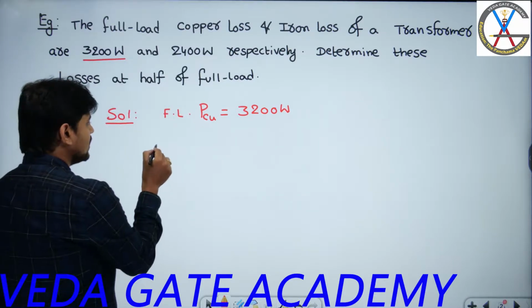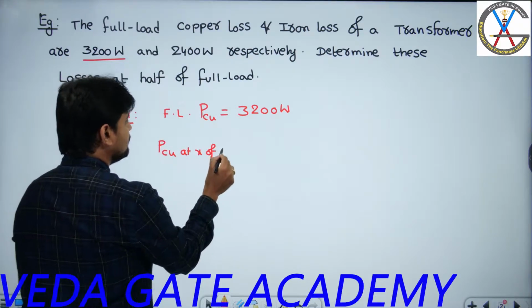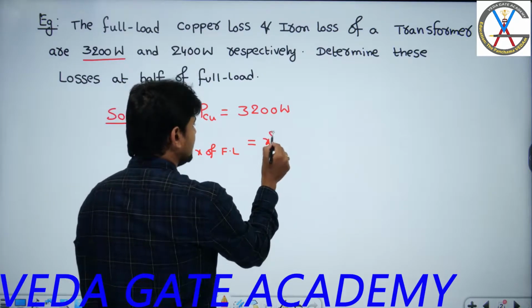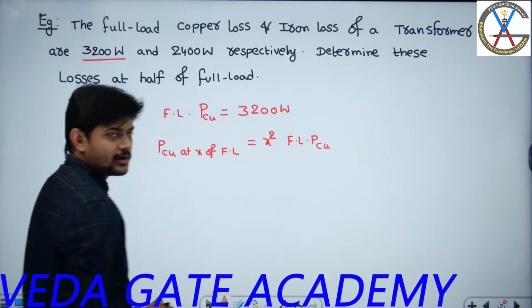We know that the copper losses at X fraction of full load, already we have derived this formula, right? So, which is equal to, what is the formula? X square times full load copper losses.